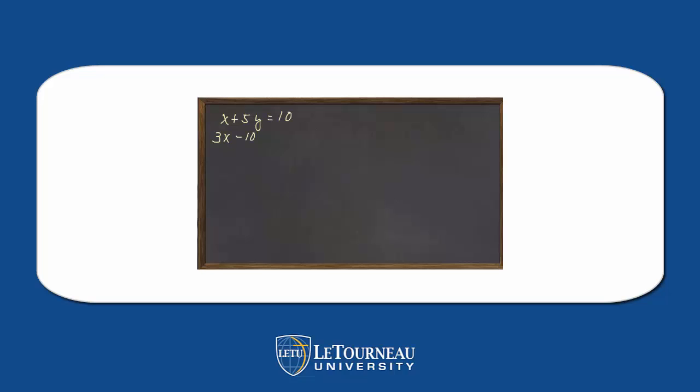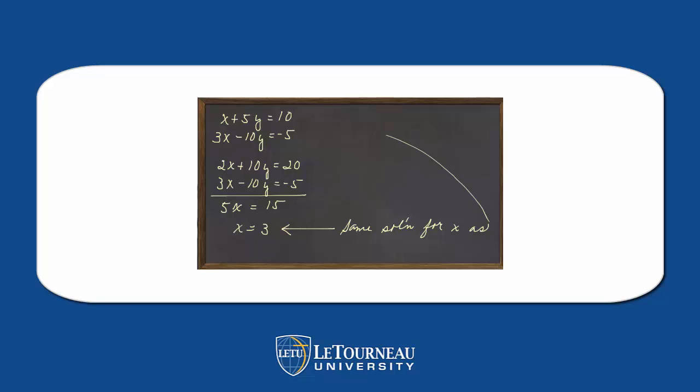We're using the same system of equations. So we're going to multiply equation 1 by 2. We're going to add it to equation 2. Then when we combine them, notice that the y's were eliminated. And this is the same solution for x as we would have gotten with x plus 5y equals 10.